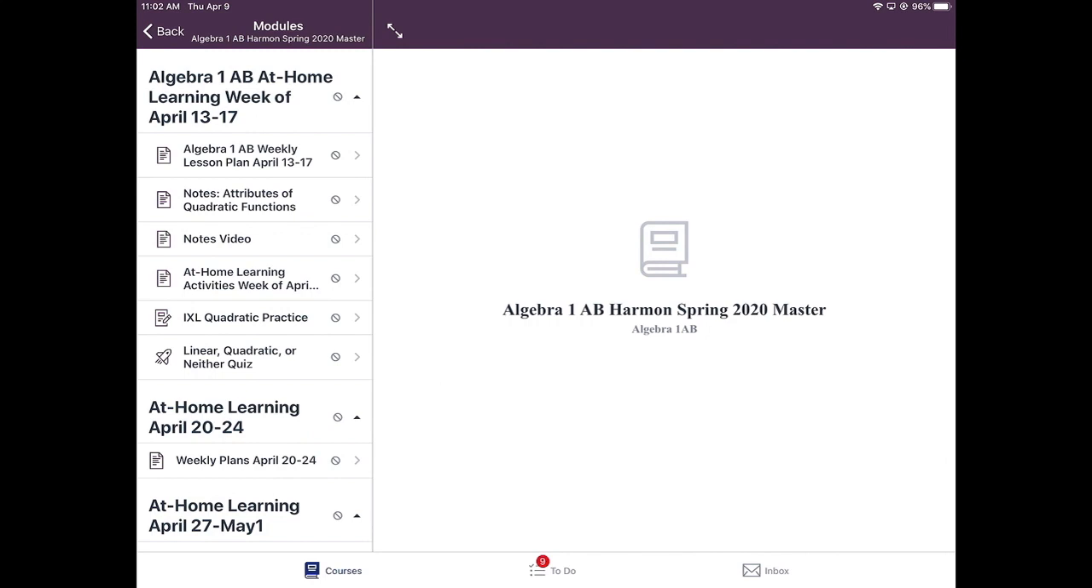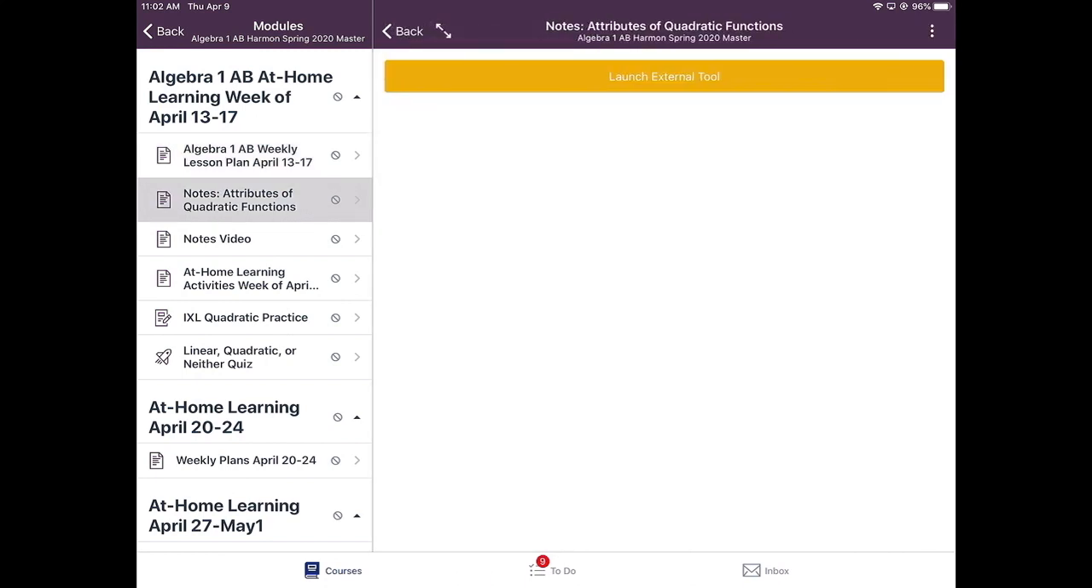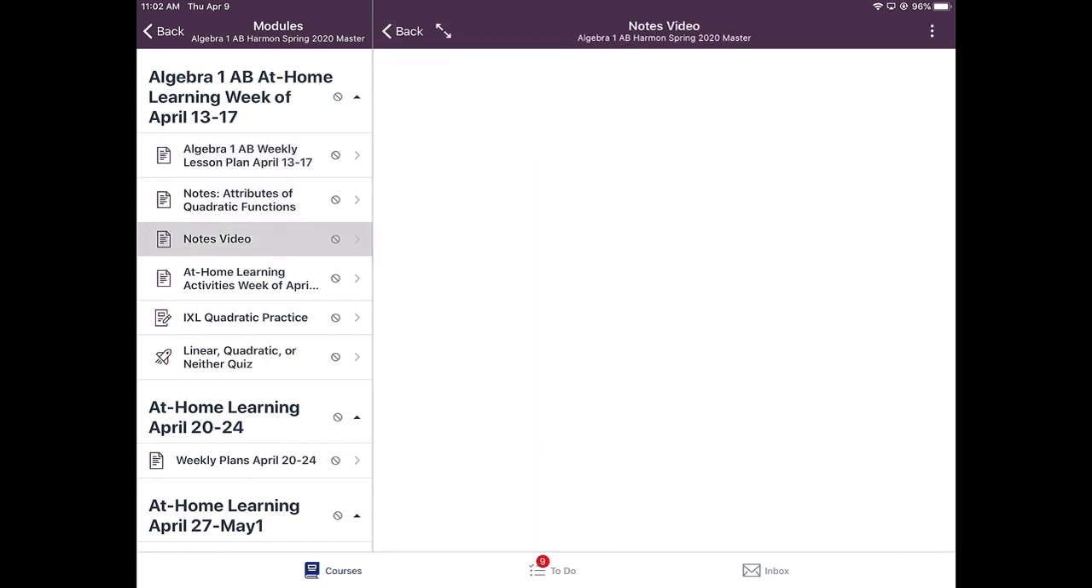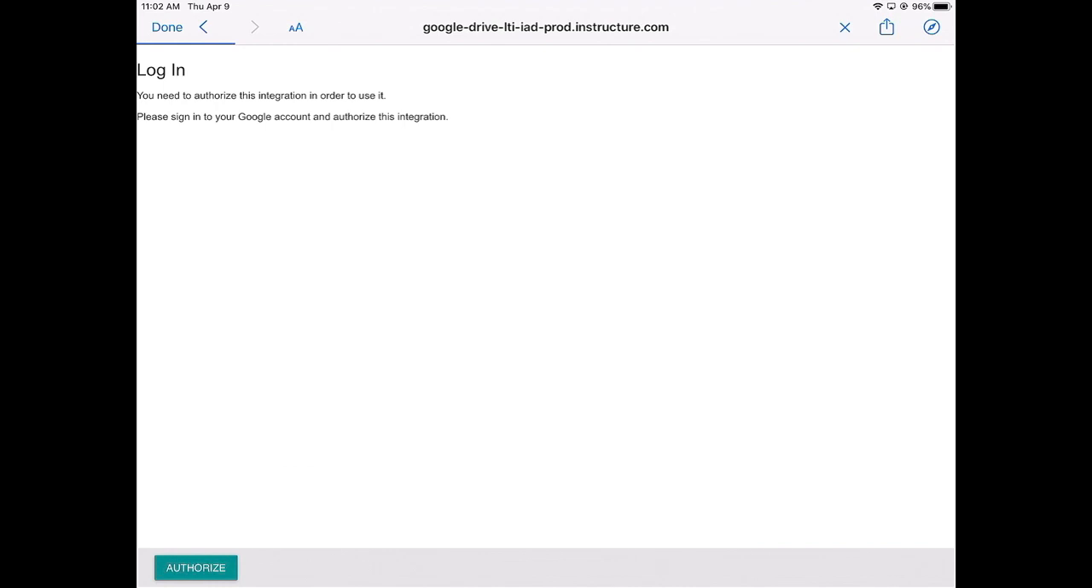You have six things here on the left for next week, the week of 13 through 17. You'll have your lesson plan, which is more for your parents and for us teachers, but it does show an overview of everything that's happening this week. You've got the notes, which I'm going to work through in a minute, and then the video. When this video is posted, it'll be here. Other videos from your teachers might be available on this page. And here's what you need to focus on: the at-home learning experiences and activities.